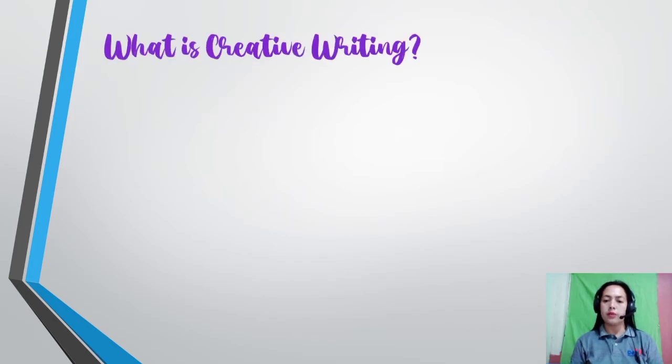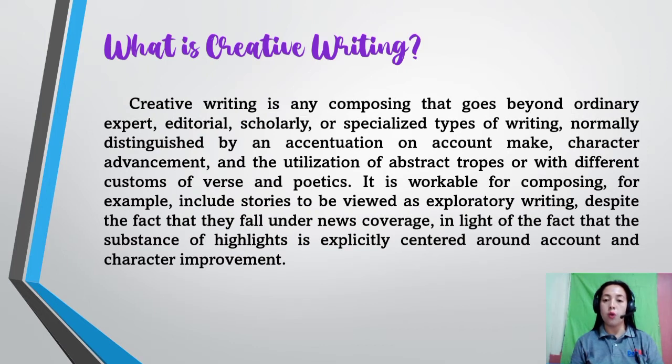But before anything else, let us first define what is creative writing and how it differs from other forms of writing that we know. What is creative writing? Creative writing is any composing that goes beyond ordinary expert, editorial, scholarly, or specialized types of writing, normally distinguished by an emphasis on narrative craft, character development, and the use of literary tropes or with different customs of verse and poetics. It is possible that writing, for example, features stories is considered creative writing, even though they fall under journalism, because the substance of features is explicitly centered on narrative and character development. In other words, creative writing is different from other forms of writing that we know.